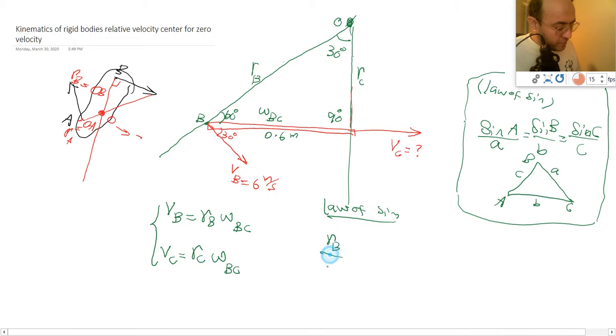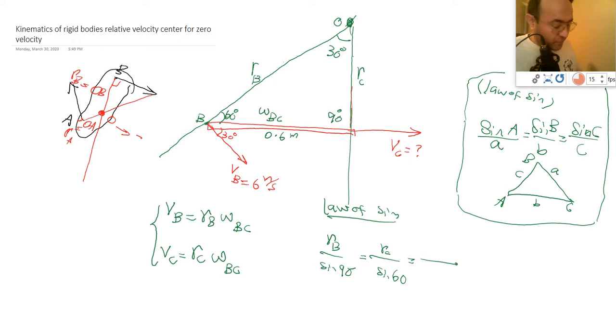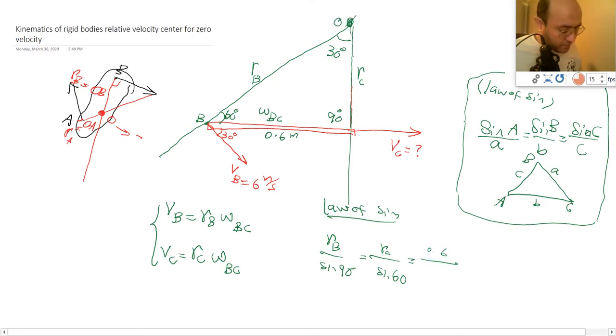I'm going to say RB over sine of 90 degrees is equal to RC over sine of 60 degrees is equal to 0.6, which is actually this distance, over sine of 30 degrees. Then the last one is 0.6 divided by sine of 30 degrees. Now if you cross multiply this, you would be able to find RB and RC.